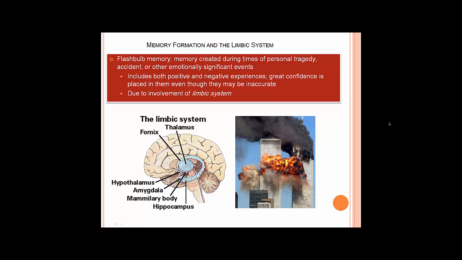And there's a tremendous amount of confidence placed in them, even though they may very well be inaccurate. Or in other words, we put our own juice in our own memories, and that memory may or may not be accurate, or it may just be 50% accurate or 80% accurate, but it's probably largely inaccurate. And this is all due to the involvement of the limbic system. As you can see here, the limbic system includes those that I've got labeled there, plus more: the fornix, the thalamus, the hypothalamus, the amygdala, the mammillary bodies, and the hippocampus.